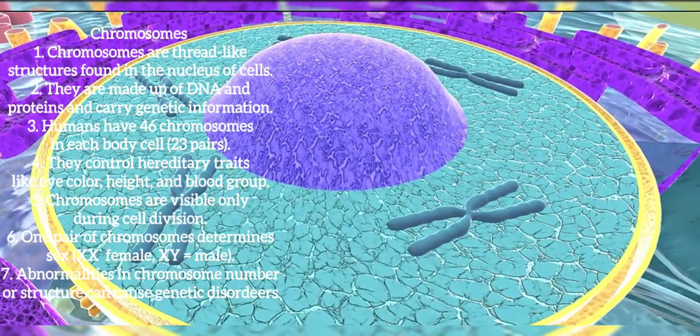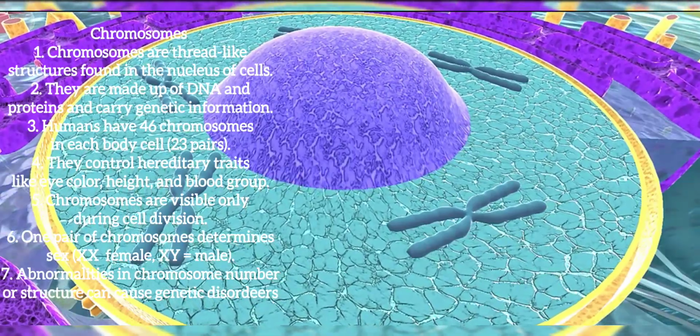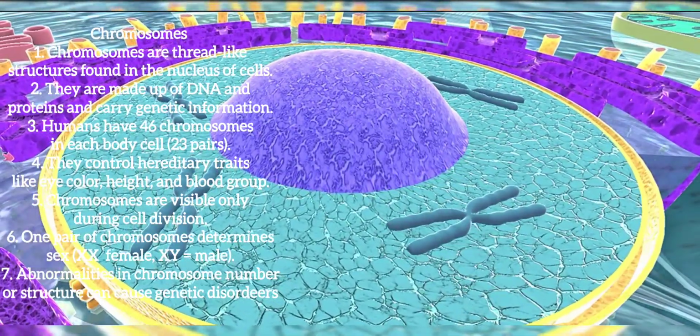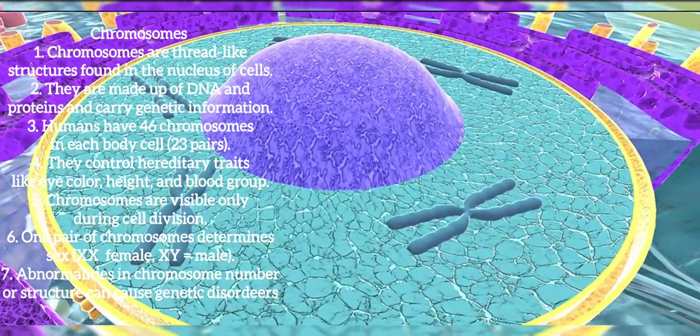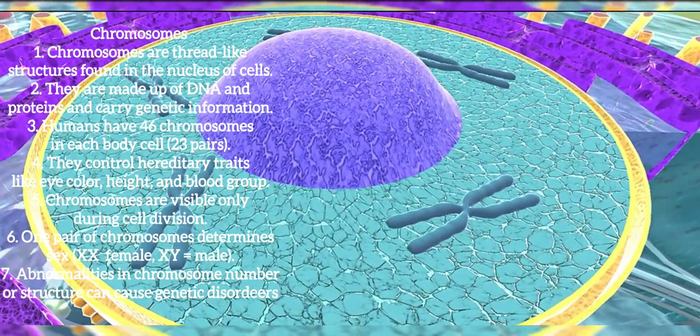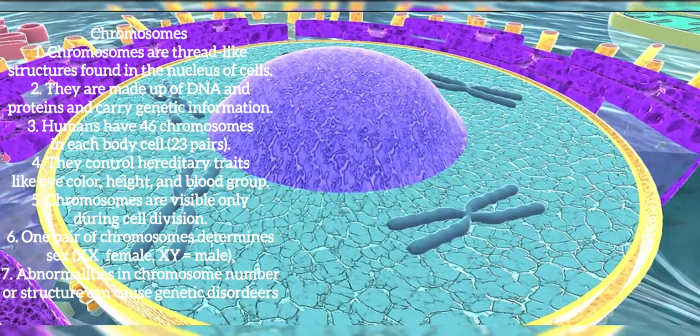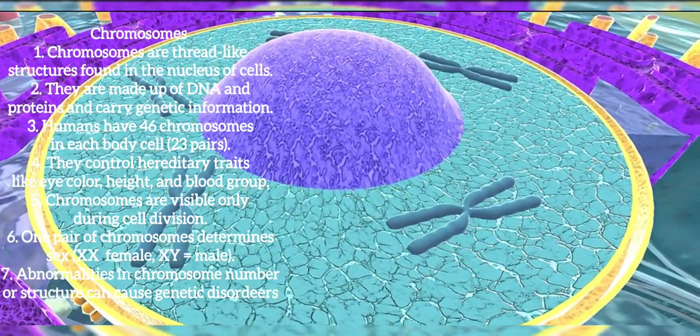Chromosomes. 1. Chromosomes are thread-like structures found in the nucleus of cells. 2. They are made up of DNA and proteins and carry genetic information. 3. Humans have 46 chromosomes in each body cell, 23 pairs. 4. They control hereditary traits like eye color, height, and blood group.